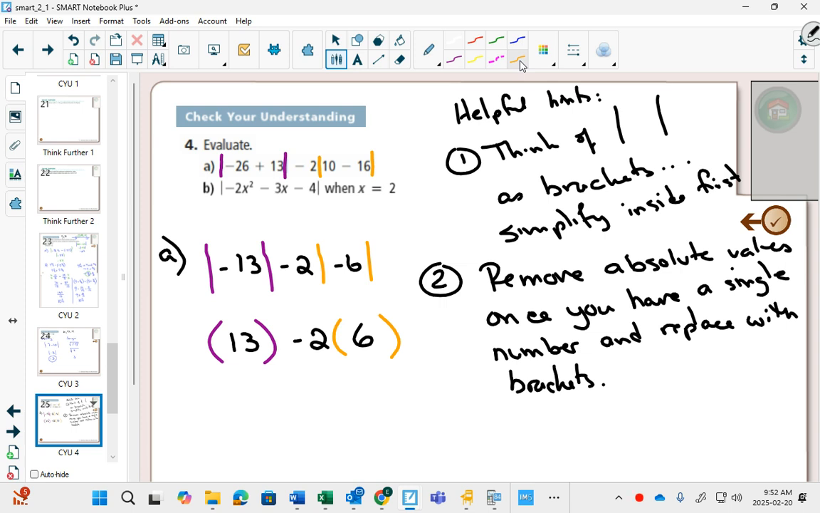And now you have math like grade 9 math. You see that -2 outside the brackets? That's going to be multiplication. So, order of operations: this 13 doesn't need the brackets, I can just write 13. But then I'm going to have -12, and 13 minus 12 is 1.